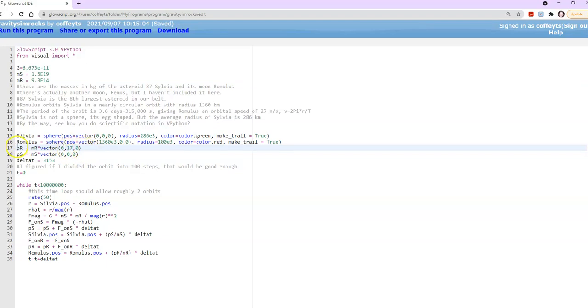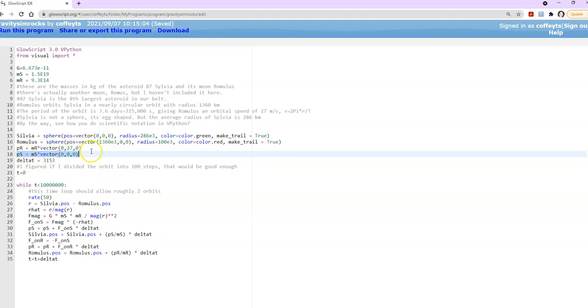Okay? Now, for the momentum of Romulus, I multiplied the mass of Romulus times that initial velocity vector, which is (0, 27, 0). Okay? Now, for the momentum of Sylvia, I'm going to have it be at rest, because the way that it's described here, Sylvia is basically sitting there stationary, and Romulus is orbiting it with a speed of 27 meters per second.